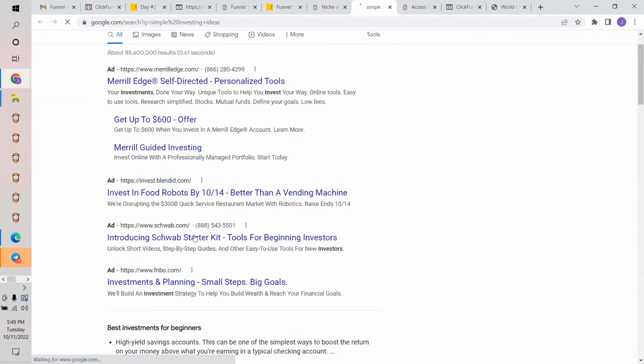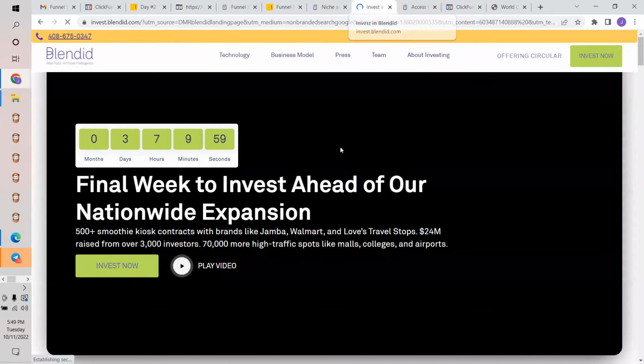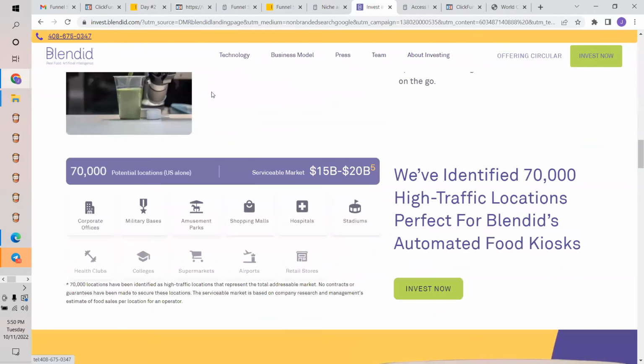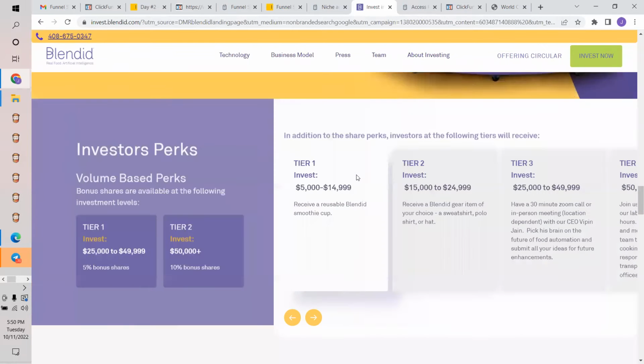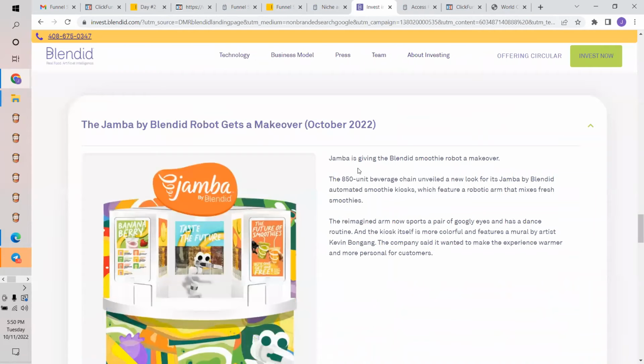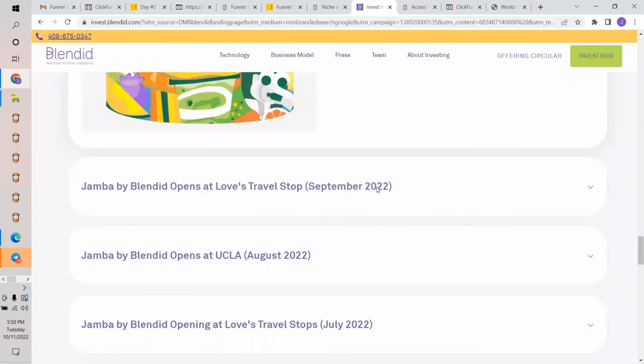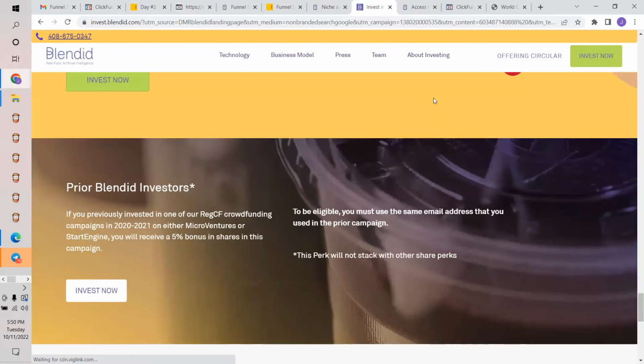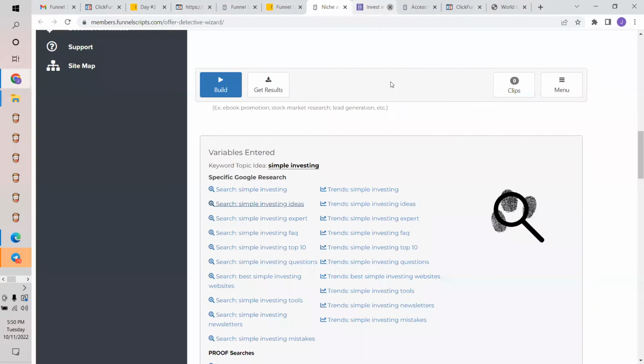Simple investing ideas. Okay, I mean, that's an ad. So now Jumbo approved. They got a phone number right here. Very interesting. Could be something. Again, we're just generating ideas. We're not copying. I'm not going to copy that number, but it's an idea to be like, oh, I could use this for my own thing. Simple investing expert.